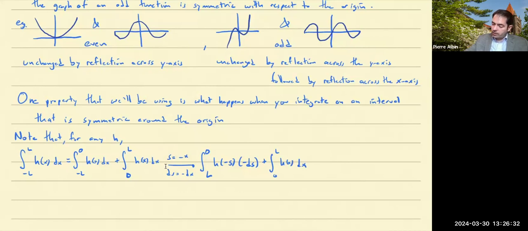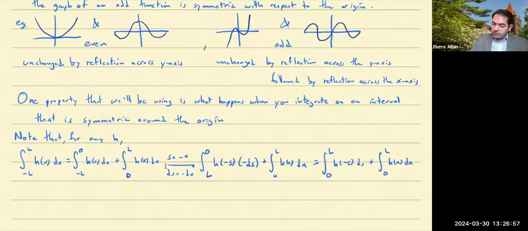Okay, so now if I change the order of the endpoints here, I have to pay for that with a minus sign, but I have a minus sign to spare right there. So I can write this as an integral from 0 to L of h of minus s ds plus the integral from 0 to L of h of x dx.